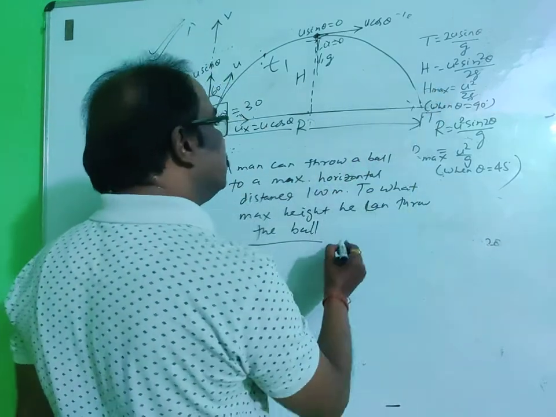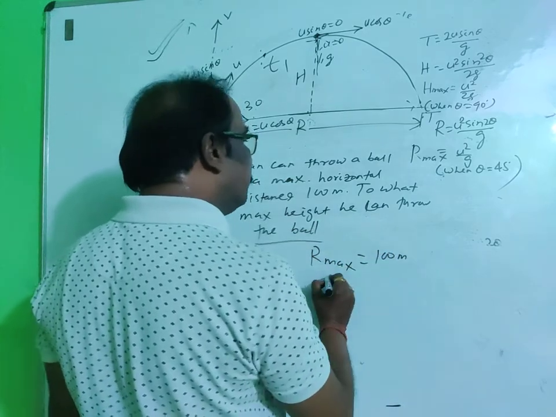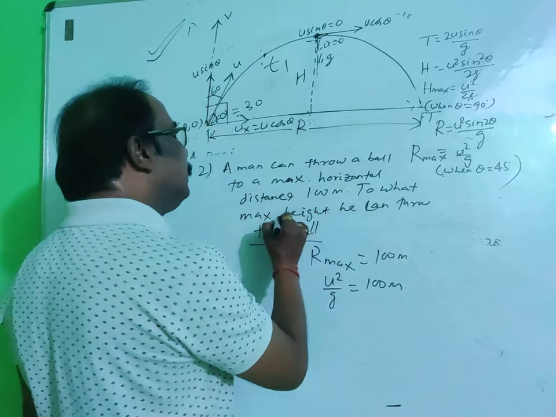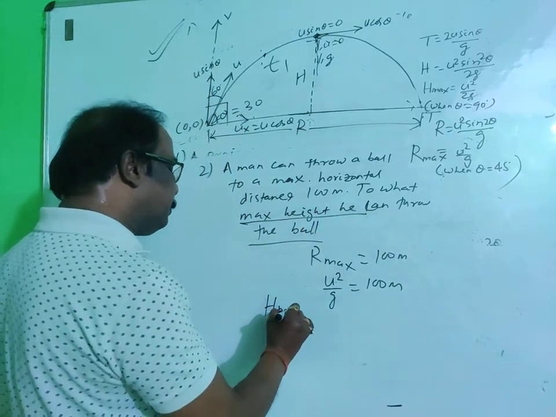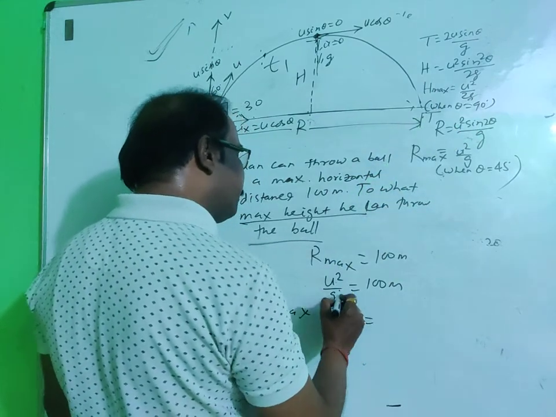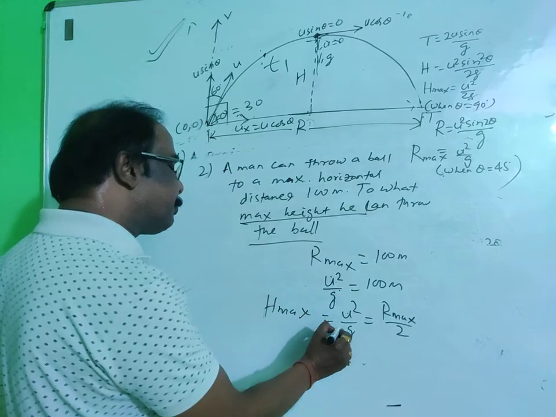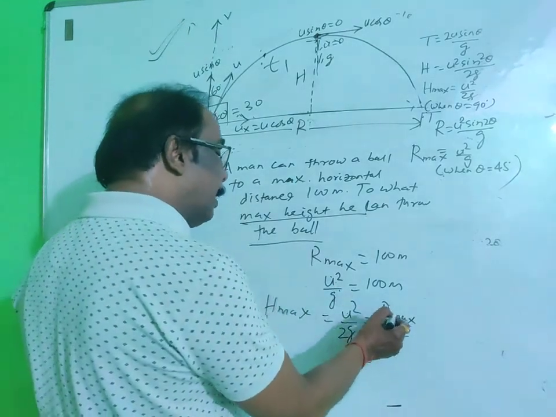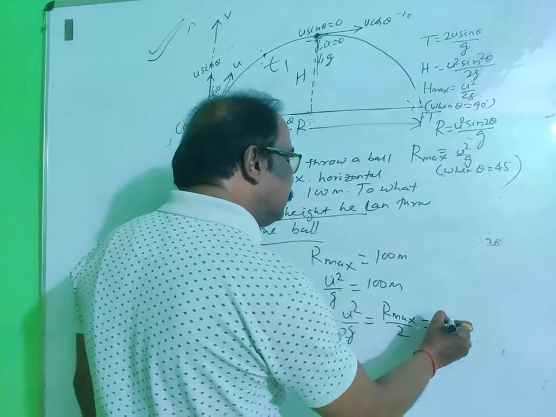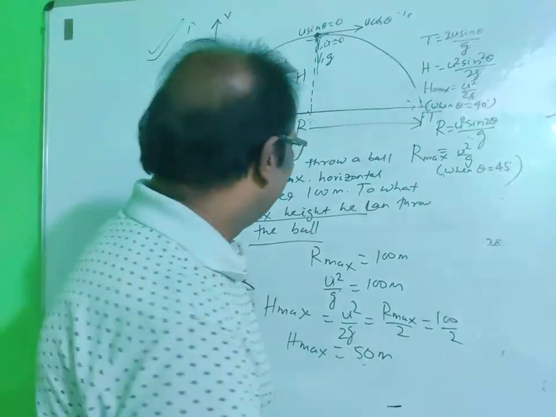Just follow this equation. Maximum horizontal distance means maximum range. It is given 100 meter. And you know maximum range, formula for maximum range is U square by g, that is equals to 100 meter. Then it is asked what maximum height he can throw. Maximum height, here we have taken U square by 2g. And this is half of maximum range, max by 2, this is U square by g, this is U square by 2g. Thus half the maximum range, thus maximum height which he can throw is 100 divided by 2, that is equals to 50 meters. Is it clear? Okay. Then third question.